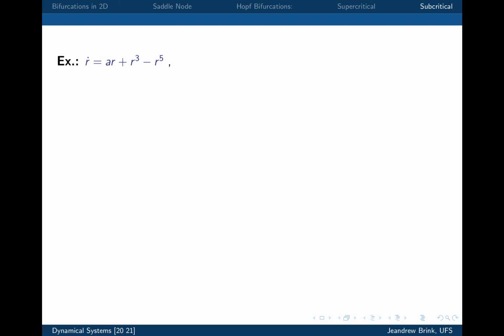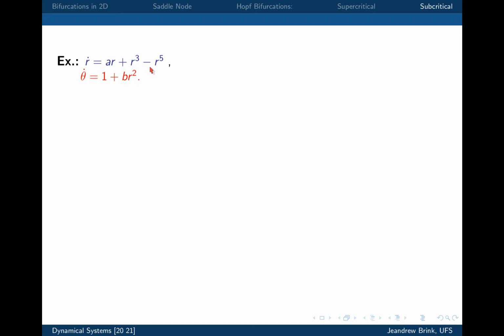Okay, so all I've done now is I've still got this equation for the radius. I'm still writing in polar coordinates. I've got this term that gave the supercritical Hopf bifurcation over here, and I've added this minus r to the 5 term. So this thing, because it's negative at large r, it stabilizes it, right? You always, if r gets big enough, your thing is going to shrink. You're not going to explode.